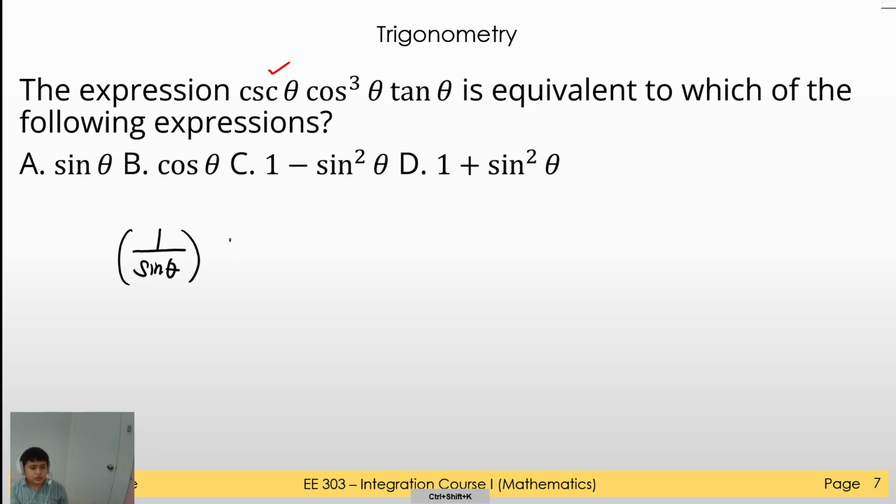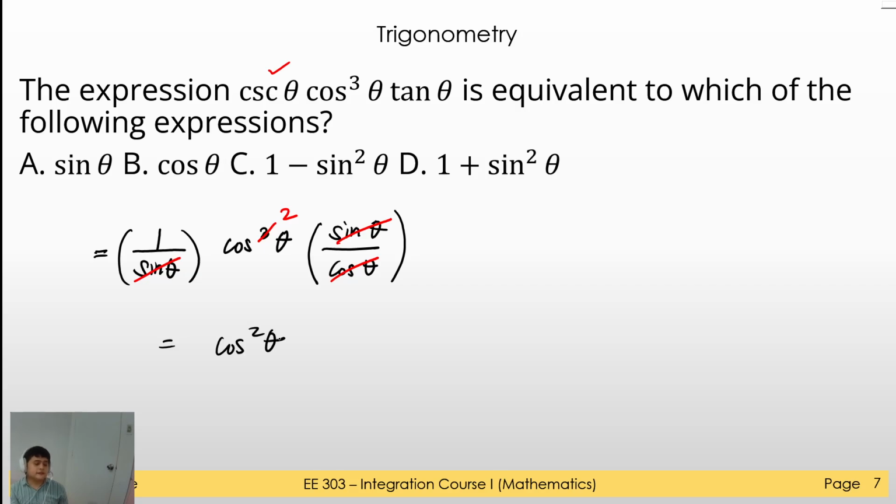Okay, and then for cos cube, since this is already cosine, I will not change this for now. And then we have tangent theta, which is sine theta over cosine theta. As you can see, we can cancel out this sine theta here. We can cancel out this cosine theta, reducing this exponent by 1. So what is left here is cosine squared theta.